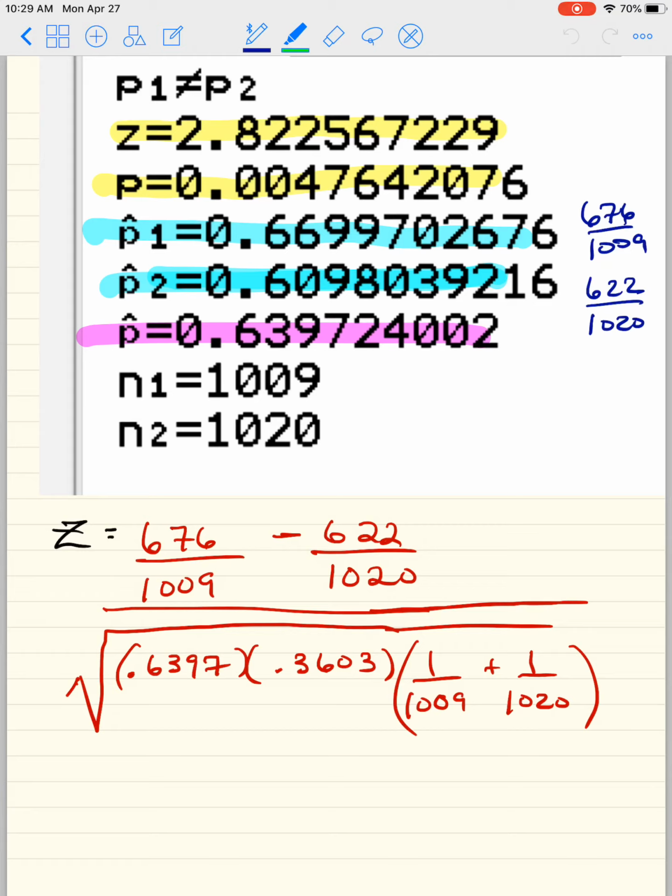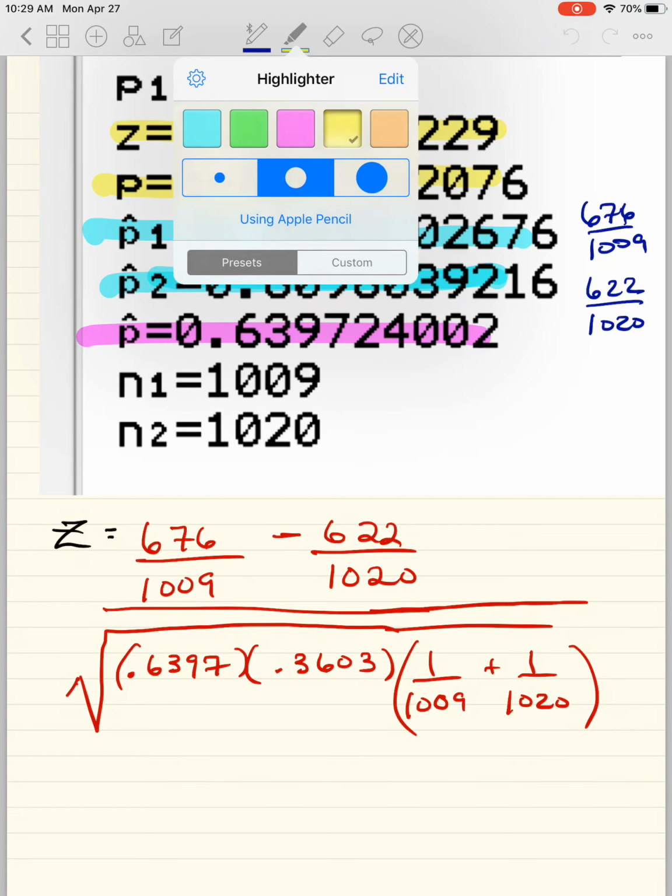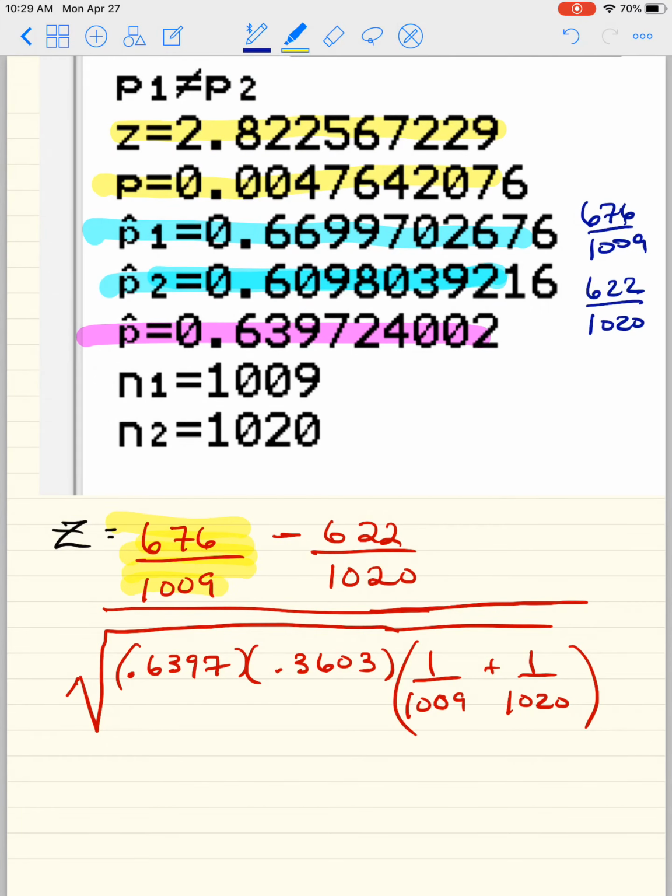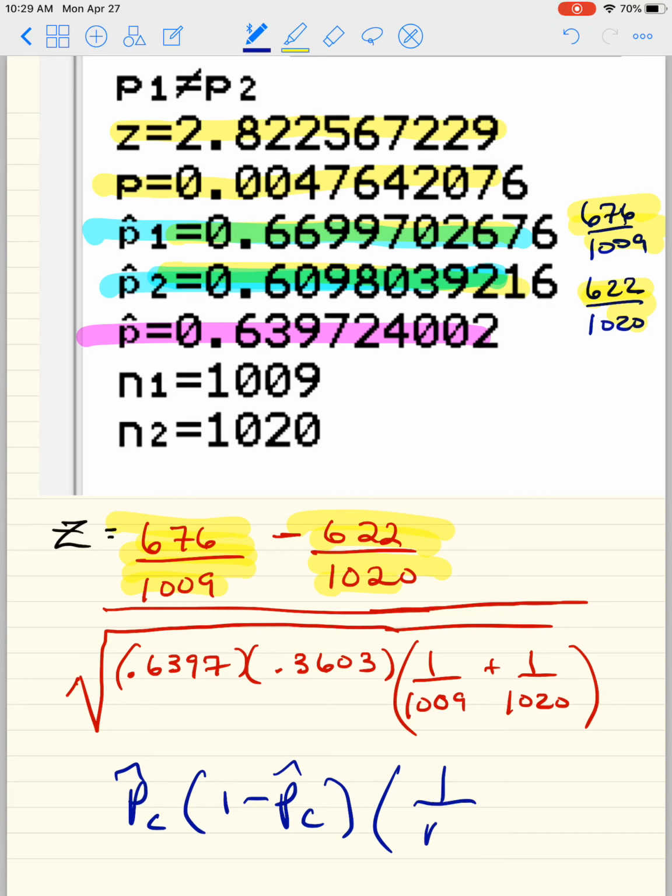So let's see. I have my 676 over 1009. It was right down here anyway. So let me get my yellow highlighter. P hat 1 minus P hat 2. That's these guys. Okay, or this guy here. Divided by square root of P hat C, 1 minus P hat C. So if you take 0.6397 and add it to 0.3603, you get 1 whole. 1 divided by n1 plus 1 divided by n2.